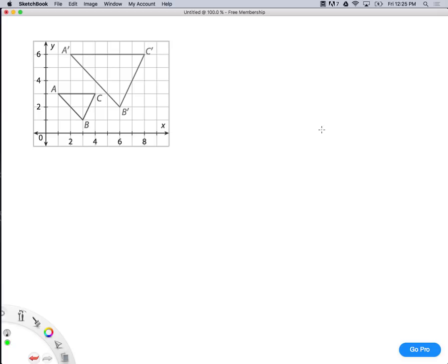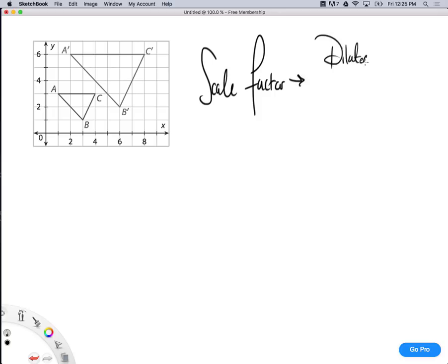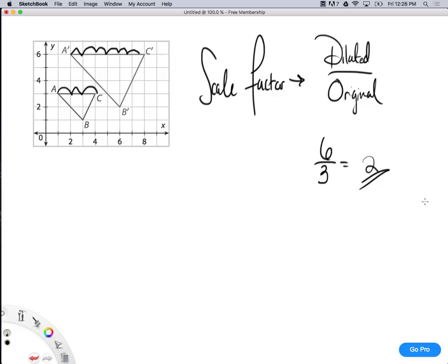Now, if I ask you for the scale factor, remember that's always going to be the size of the dilated shape over the original. So how can I figure out the scale factor here? Well, I could take a look and say, the dilated shape, this side is 1, 2, 3, 4, 5, 6. That's 6. And this one is 1, 2, 3. So 3, so the scale factor is 2. Scale factor is 2. Simple as that.